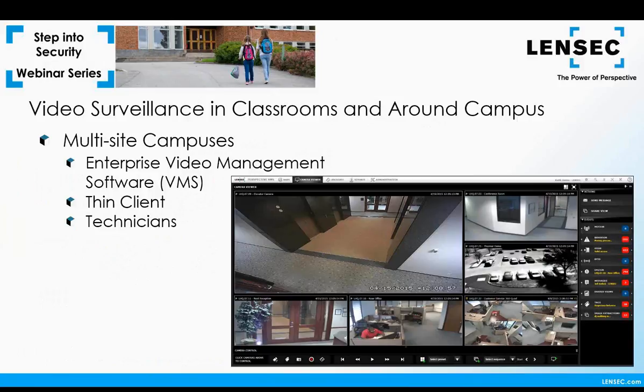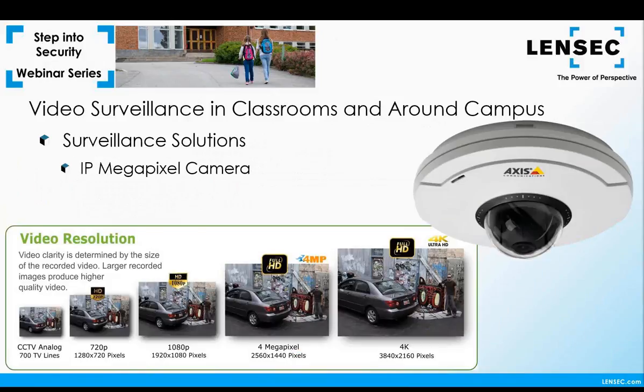1080p resolution provides 1920 by 1080 pixels. That equates to about 2 megapixels of resolution. Newer cameras are now providing 4K technology. This is a camera that provides 3840 by 2106 pixels. This is equal to 8 megapixels of resolution.